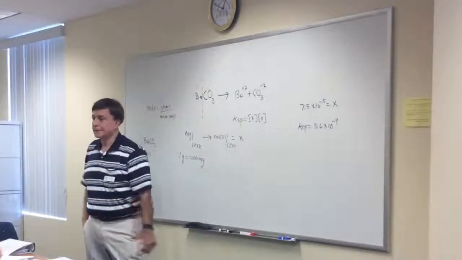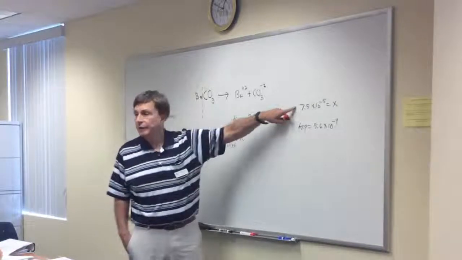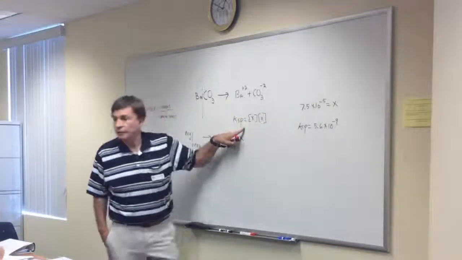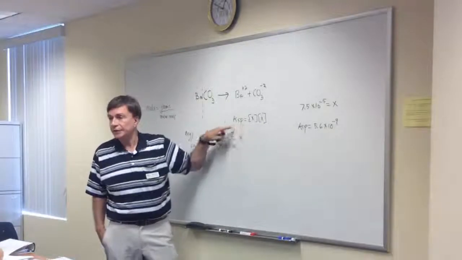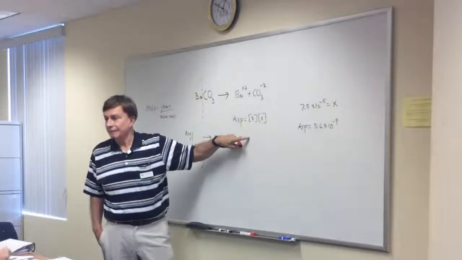Are you good? How do you get 5.6? Did you get this value? Yeah. Go back to the original equation. Remember, it's x times x because of Ksp. You didn't ICE it, did you? So I have to square it. Fine, yeah.